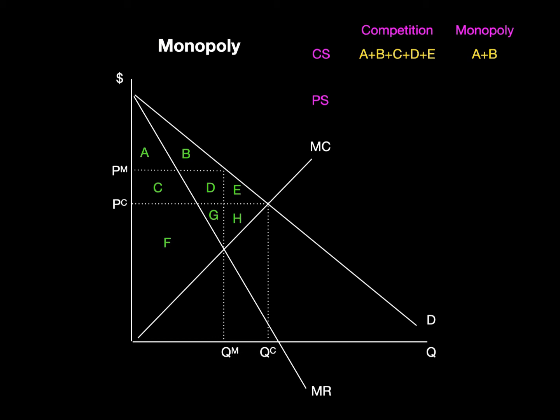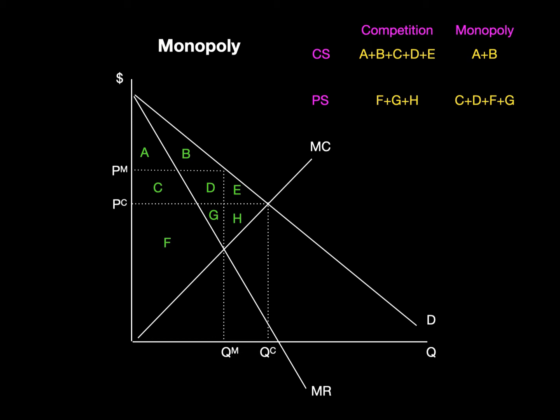So consumer surplus is A plus B. What is producer surplus under competition? Producer surplus is the area below the price and above the marginal cost curve. When the market is competitive, this is F plus G plus H. What is producer surplus under monopoly? The monopolist captures C plus D plus F plus G as producer surplus.